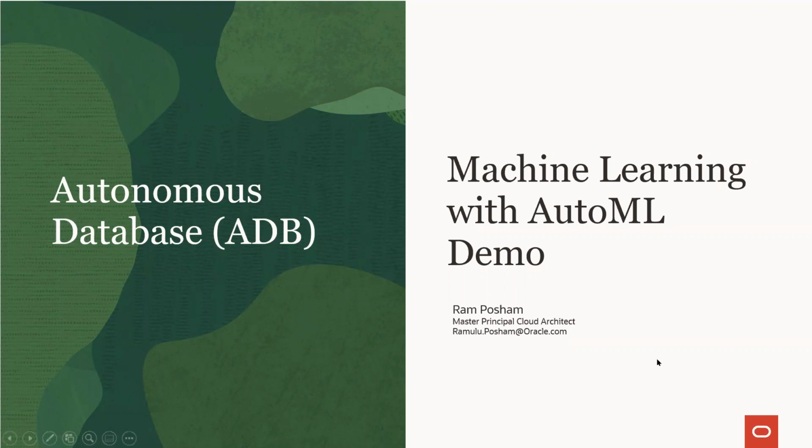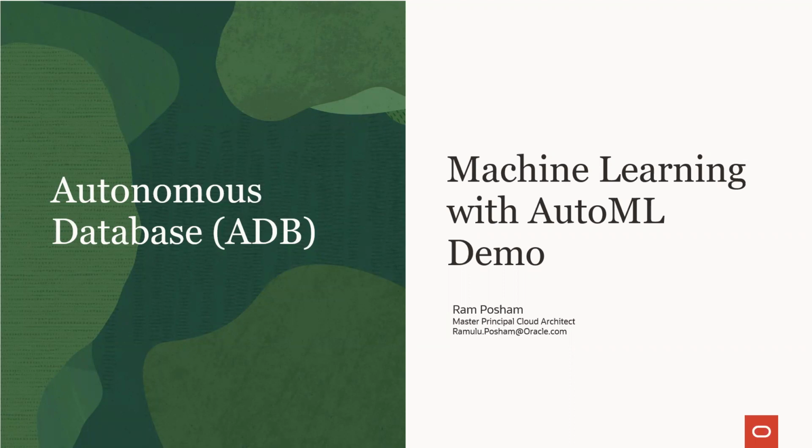So today I'm going to show you an exciting feature called AutoML that comes with Oracle Autonomous Database. So in Oracle Cloud, Oracle offers something called Autonomous Database. It's a self-managing, self-tuning, and self-securing database, which means there is minimal to no effort that database administrators have to spend for managing the database.